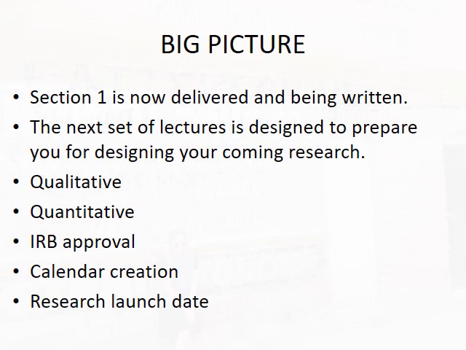So before we get going here real quick, let's look at the very, very big picture, the macro, if you will. Section 1, the information has now been delivered, and hopefully you are hard at work writing Section 1 as you hear this. In the next set of lectures, we are going to be talking about the design of your coming research project. As mentioned, we will be looking at qualitative research today. In the next lecture, we'll be looking at quantitative research, and then as we go forward, the lectures after 4 and 5 for qualitative and quantitative, we'll look at IRB approval, calendar creation, and then finally we got our eye on the research launch date. So all that is kind of coming, and that's where we are in the big picture.